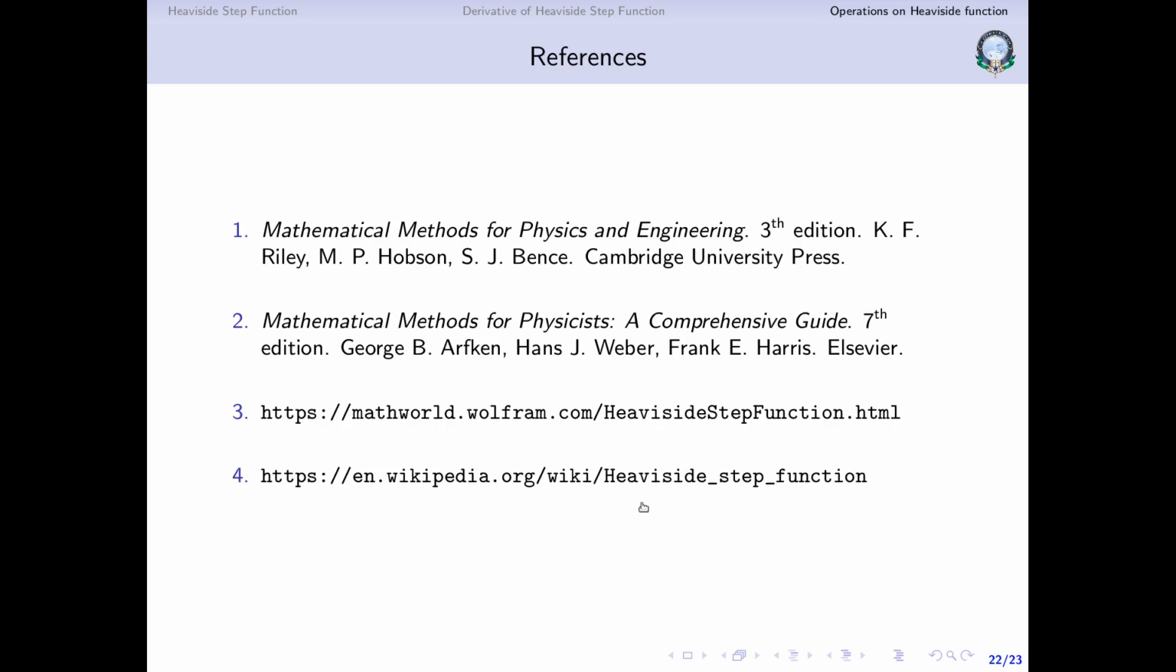These are the references. This is a really good article. It's a very short article. You could go through this as well as the Wikipedia page.